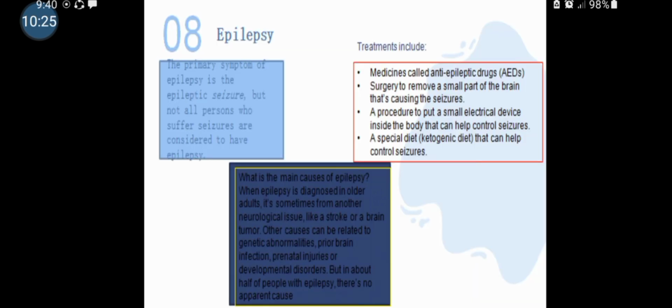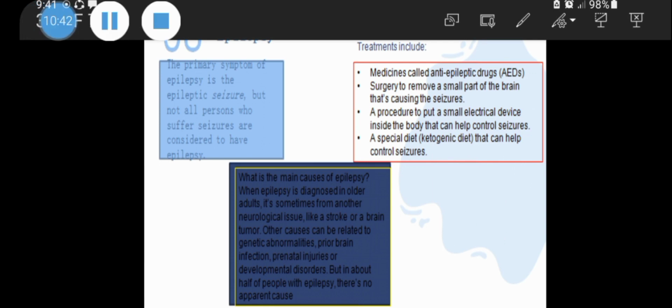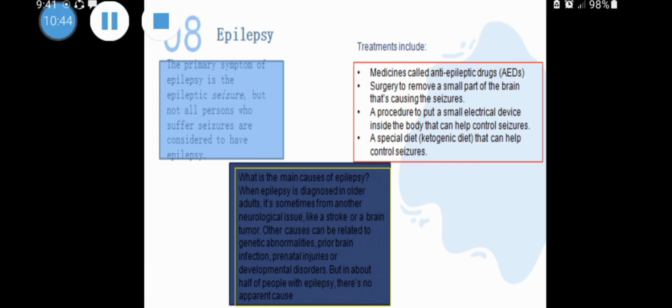Next, we have the epilepsy. The primary symptom of epilepsy is the epileptic seizure, but not all persons who suffer seizures are considered to have epilepsy. This is true. So, it's very true po na not all persons who suffer epilepsy kay one symptoms anan niya is mag-seizure.